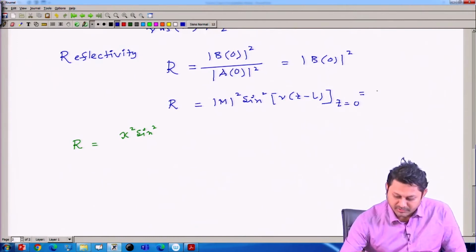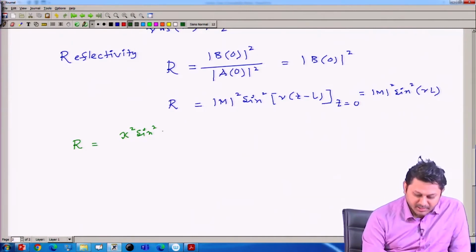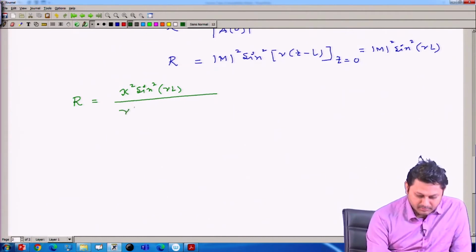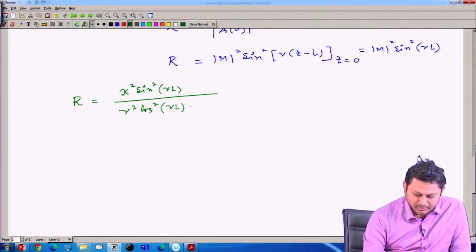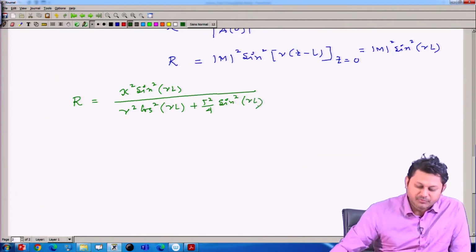So, this quantity is eventually mod of m square sine square gamma L. So, then it should be sine square of gamma L divided by gamma square cos square gamma L plus gamma square by 4, and then sine square gamma L, that is the full form of reflectivity.